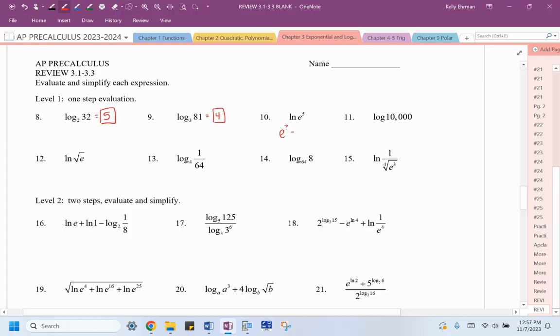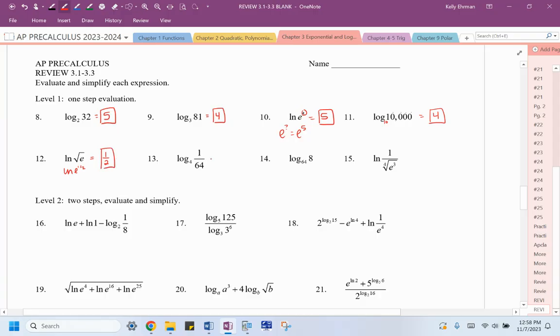E to what power is e to the 5th? You can see the power right here. What power is the result being raised to? 5. This one's base 10. You can't see it. But 10 to what power is 10,000? Just count the zeros. 1, 2, 3, 4. So 10 to the 4th is 10,000. That means 4 is my answer. If it's natural log, you're just saying what is the power on this e. If you want to rewrite it, you can. Square root of e is e to the 1/2. So the answer is 1/2.